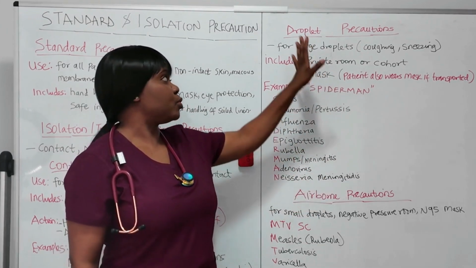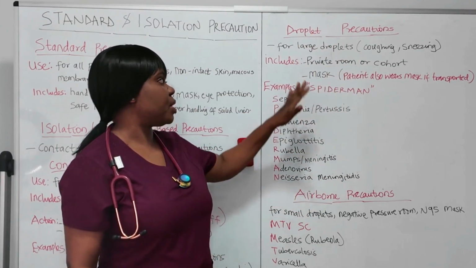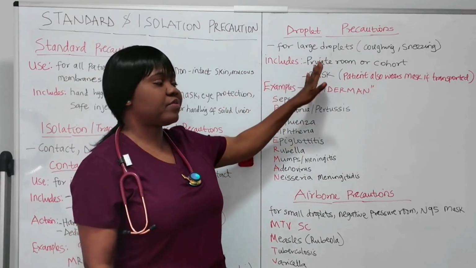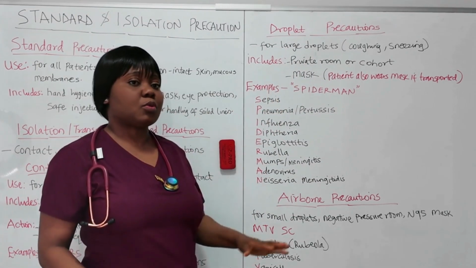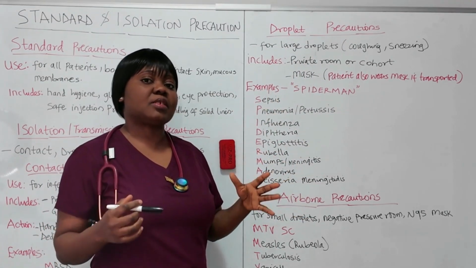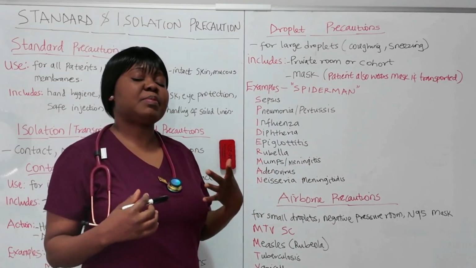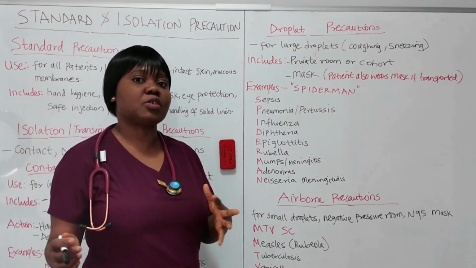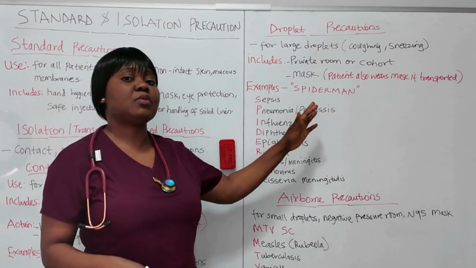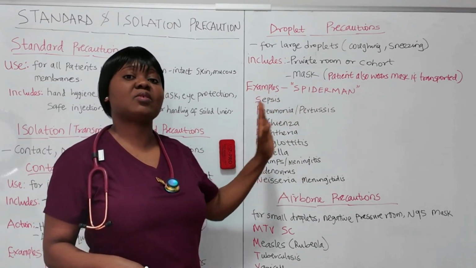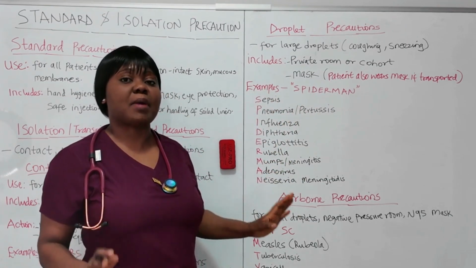But if it's just for droplet precaution, for the sake of exam, it is mask, the patient needs a private room or cohort. Also, concerning the mask, you as the nurse will be putting on the mask. In case the patient needs to be transported to another location for one procedure or the other, the patient will also need to wear a mask. And the mask we're talking about here is just a regular mask.